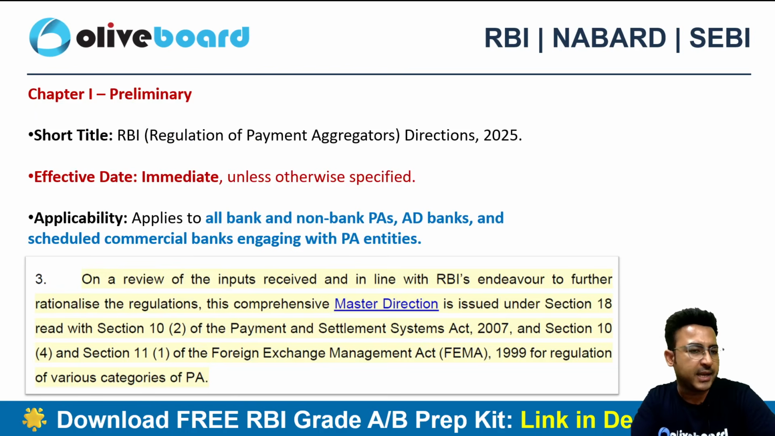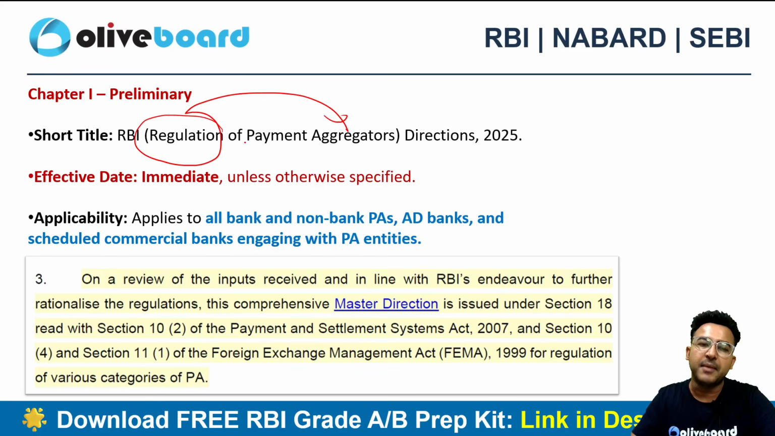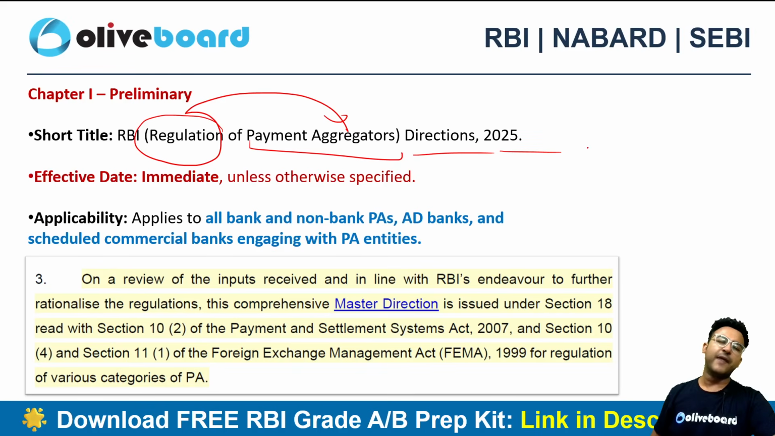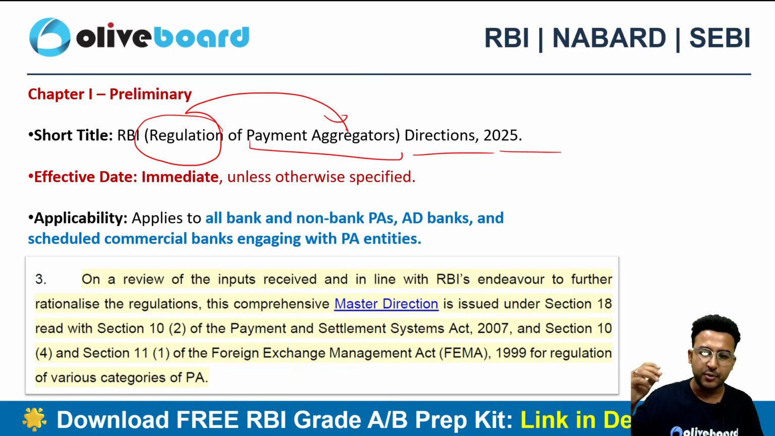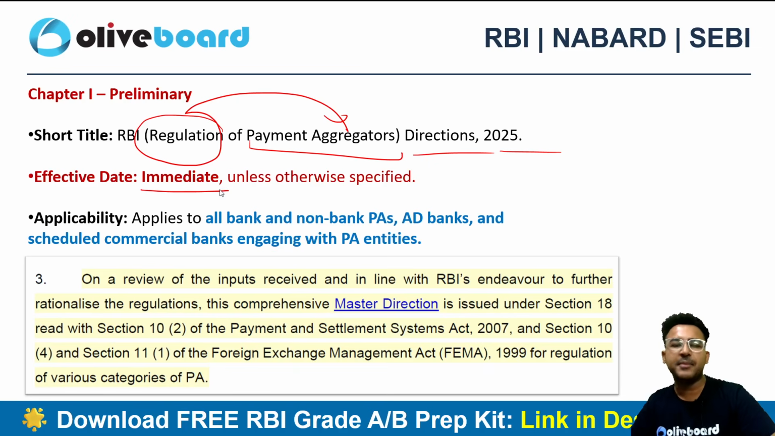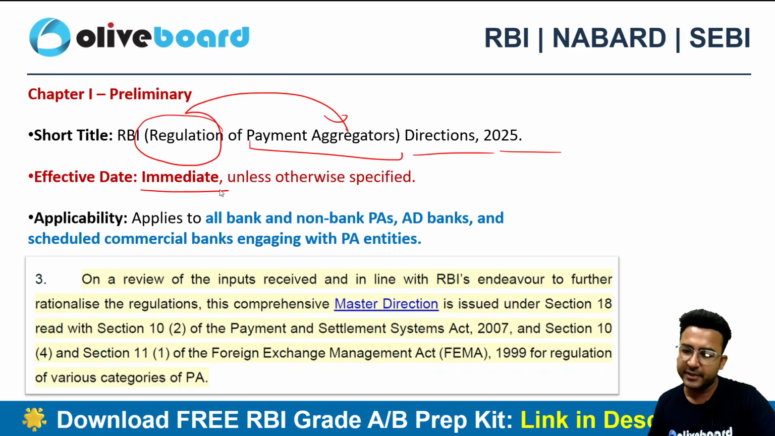First, the preliminary. We all know the short title of this master direction: RBI Regulation of the Payment Aggregator Directions 2025, and the effective date is immediately, right now, unless otherwise specified. If I talk about the applicability, all the banks need to apply this direction, and non-banks who are payment aggregators. If you are an authorized dealer bank or a scheduled commercial bank engaged in PA entities, payment aggregator entities, you are required to comply with this direction.